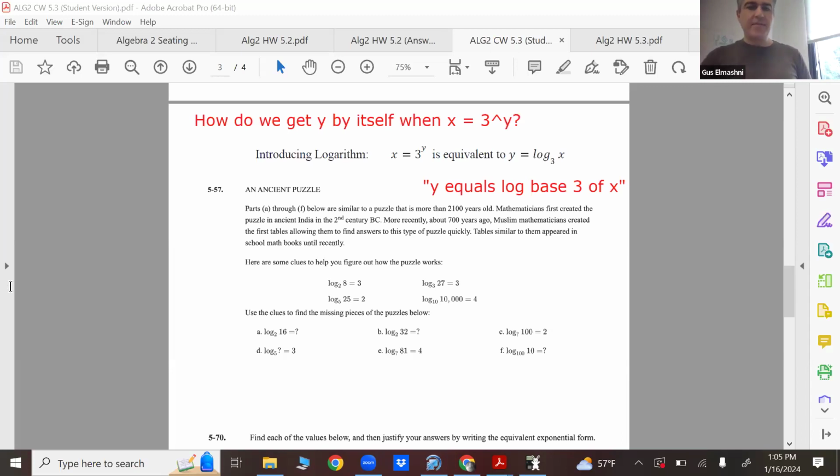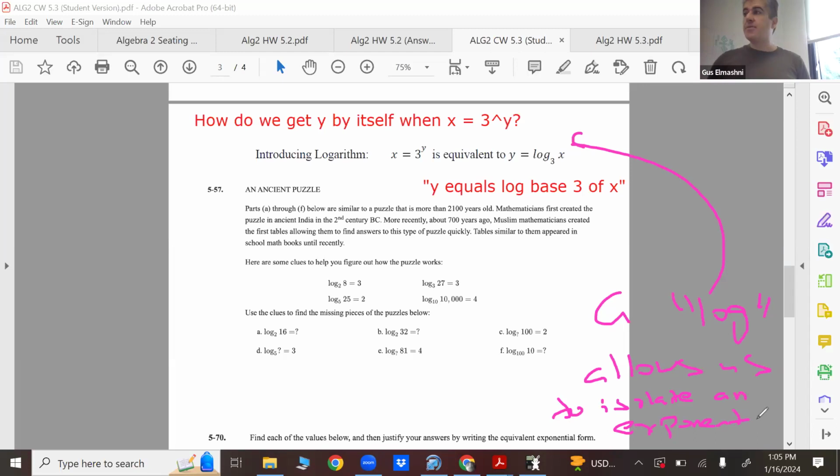And so what this does, a log allows us to isolate an exponent. That's what a log does. It allows you to isolate an exponent. So if you want this isolated, it looks like this. So these are interchangeable. And that's going to be a hard part to really fathom.